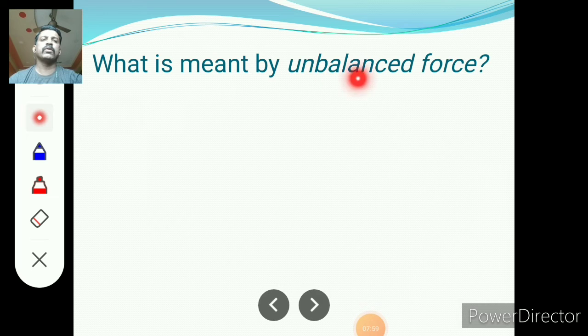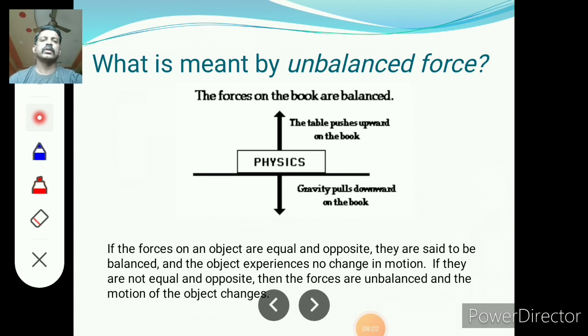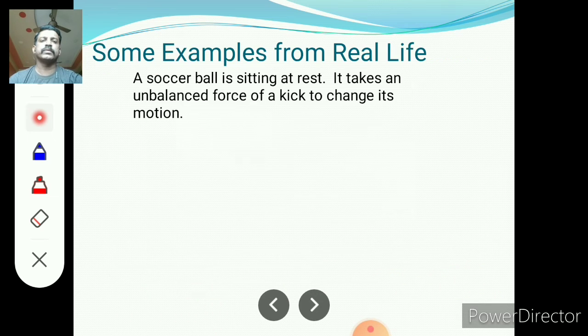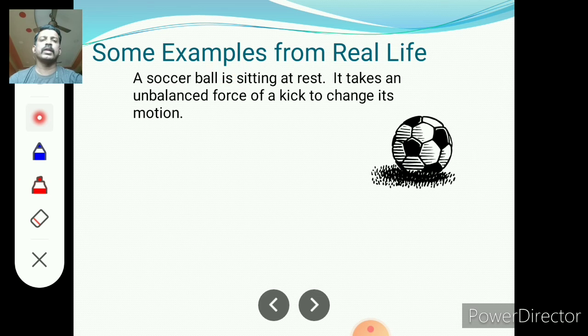What is the meaning of unbalanced force? The forces on the book are balanced: the table pushes upward on the book, and gravity pulls down on the book. If the forces on an object are equal and opposite, they are said to be balanced. The object experiences no change in motion. If they are not equal and opposite, then the forces are unbalanced and the motion of the object changes. For example in real life, a soccer ball is sitting at rest. It takes an unbalanced force such as a kick to change its motion.